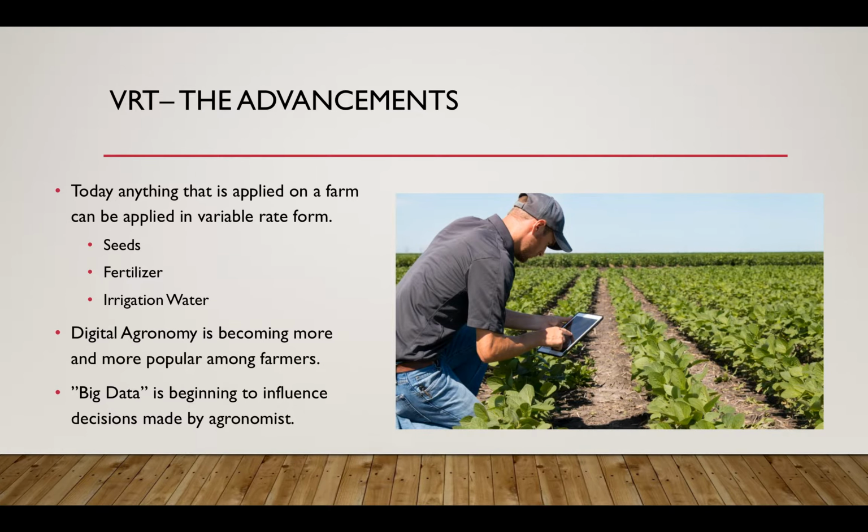So the advancements of VRT: anything that's applied on the farm can be applied in a variable rate application. Whether that's fertilizer, irrigation water, planting population, there's various things, and that can be for any nutrient. If guys would like to lime a pasture field, they can variable rate that pasture field depending on pH differences, or if they have magnesium levels that are high and they want to put some calcium out there, they can base it off that magnesium level. It'll further control their input costs and hopefully save them money in the long run.